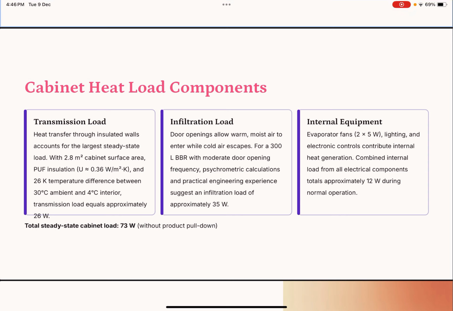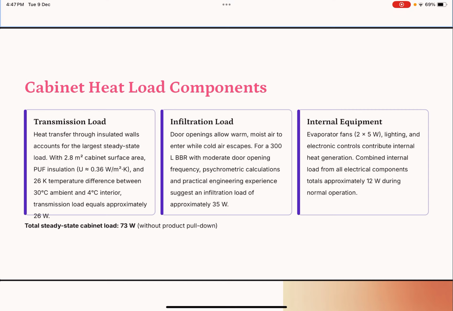As I mentioned, transmission load is the heat transfer through the walls of the cabinet, and it would account for the largest steady state load. The infiltration load would be from the openings. When you open the doors of the cabinet, the air would enter, that is the infiltration load. And the internal equipment load is because of the fans which are used inside for better circulation, or the lighting which is necessary to keep things illuminated. Now, how do you calculate that? It is again calculated by a simple heat transfer principle.